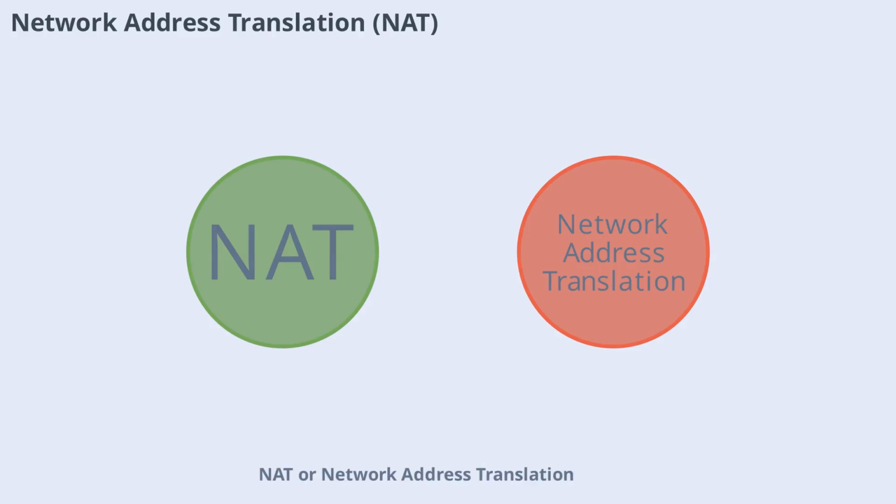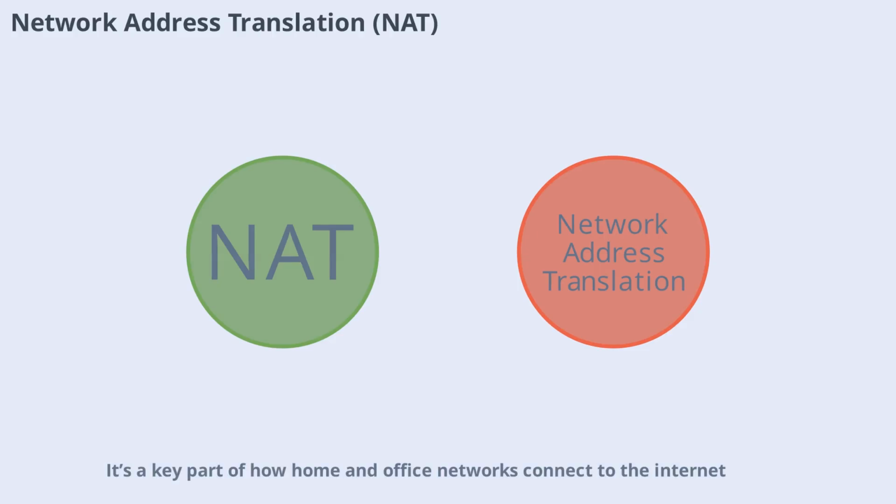NAT, or Network Address Translation, is a technique used by routers to allow multiple devices on a local network to share a single public IP address. NAT helps conserve public IP addresses and adds a layer of security by hiding internal addresses from the outside world. It's a key part of how home and office networks connect to the internet.